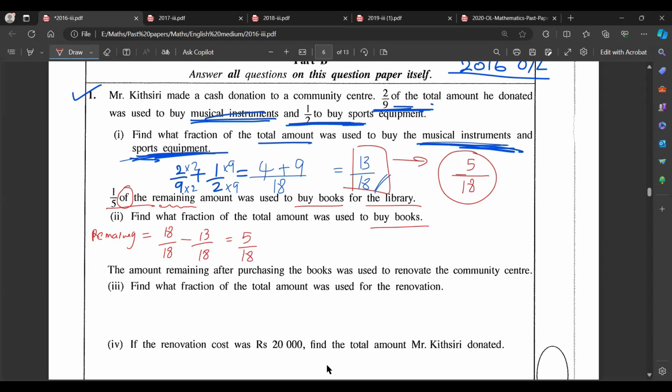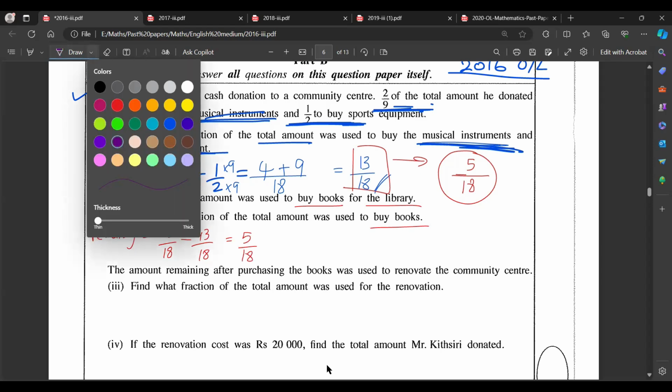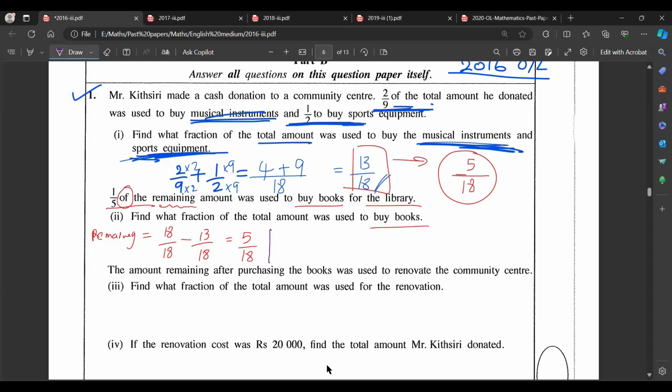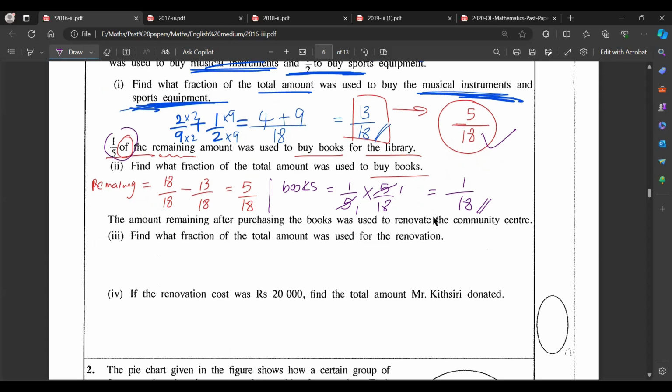Of that amount, they used 1 over 5 of the remaining. So for books, it should be 1 over 5 of 5 over 18. Of means multiplication. When you multiply, numerator and denominator can be cancelled. 1 into 1 is 1, 1 into 18 is 18. For books, they are using 1 over 18.